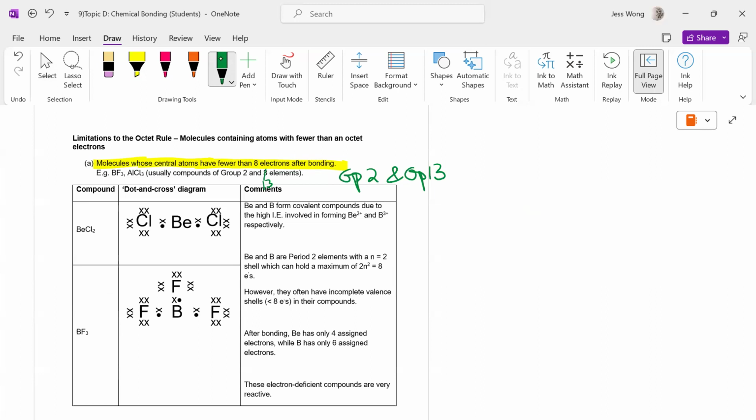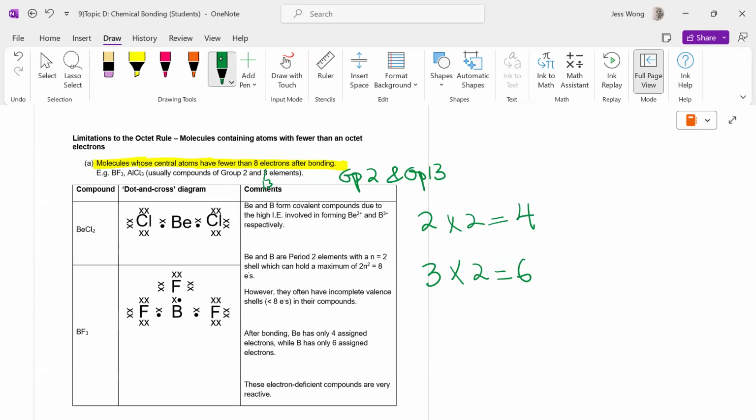Because a group 2 element has 2 valence electrons, and group 13 has 3. So you think about it: 2 electrons, you use all for bonding, so 2 times 2, your maximum is only 4. And if you have group 13, you have 3 valence electrons. You use all of them to form bonds, so 3 times 2, you maximum get 6 electrons. So you'll find that you're not getting 8, and it's quite normal, right?